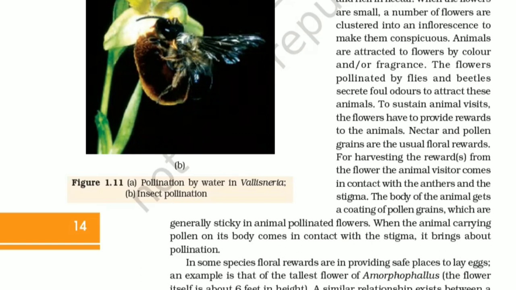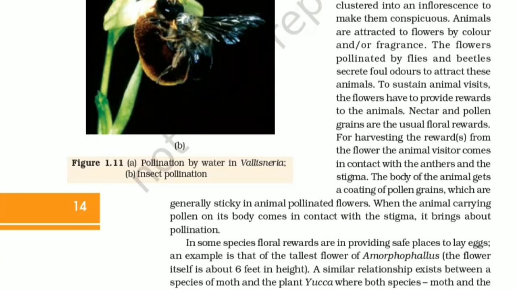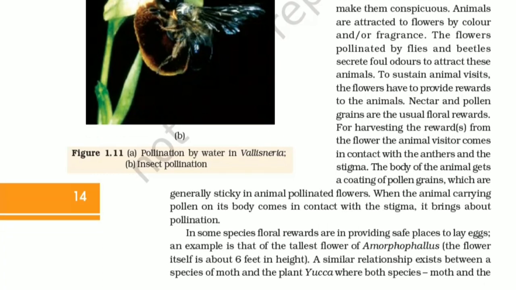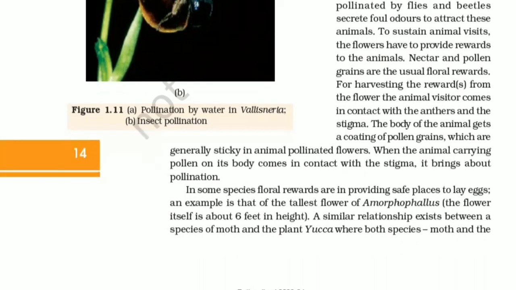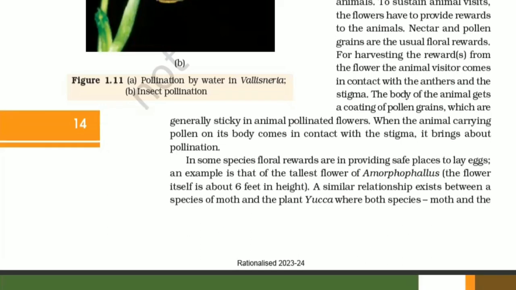To sustain animal visits, the flowers have to provide rewards to the animals. Nectar and pollen grains are the usual floral rewards. For harvesting the rewards from the flower, the animal visitors come in contact with the anther and the stigma. The body of the animal gets a coating of pollen grains, which are generally sticky in animal pollinated flowers. When the animal carrying pollen grains on its body comes in contact with the stigma, it brings about pollination.